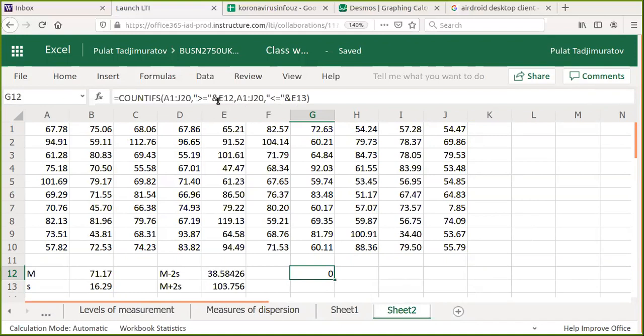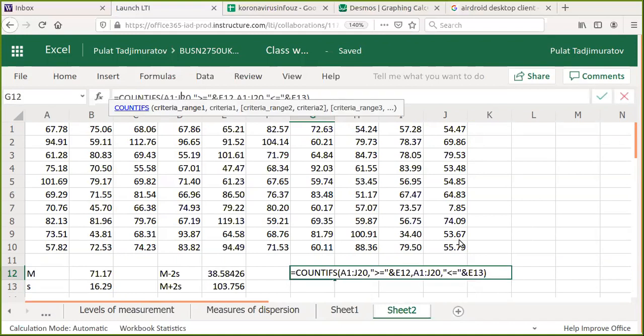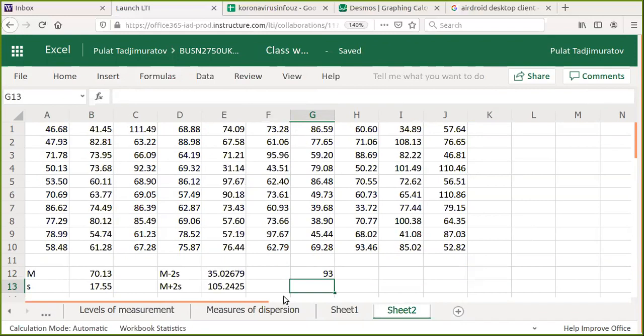Teacher, why is there J20, not J10? Yeah, it should be J10. It should be J10, but it's still counting. Oh, okay, now it's all right. So 93 out of 100 is between those boundaries. So it's still more than 75%.